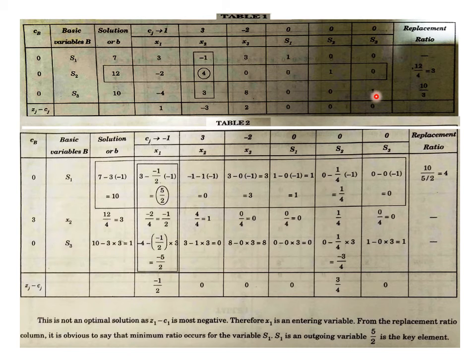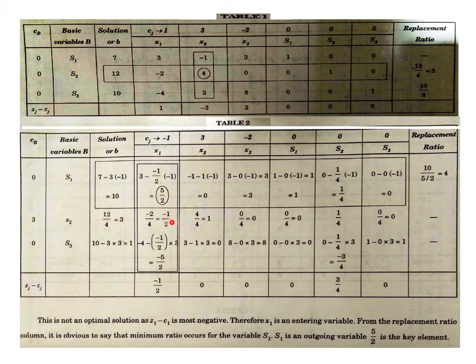From that, copy the elements of the third row of table 1, and that result is available as 1, minus 5 by 2, 0, 8, 0, minus 3 by 4 and 1. And then we calculate Zj. How? Multiply that 5 by 2 with 0, minus half with 3 and minus 5 by 2 with 0. And then add them.